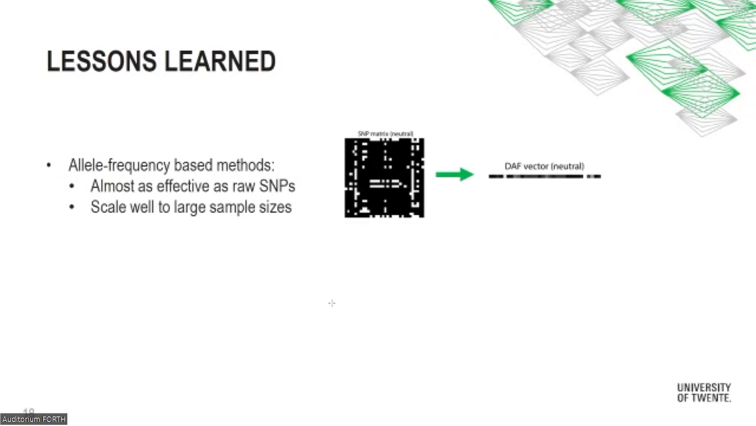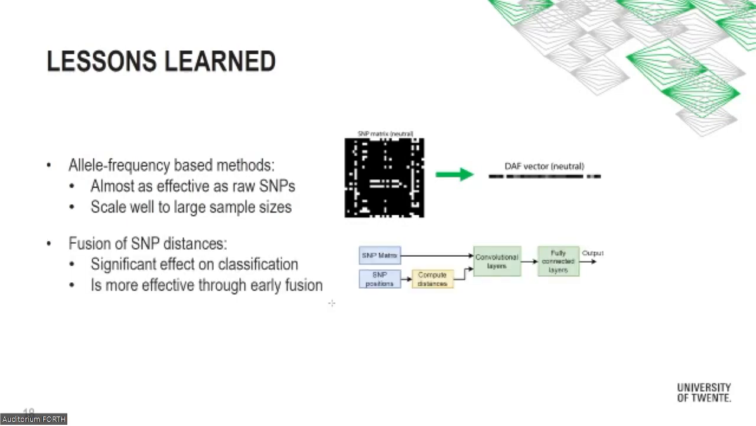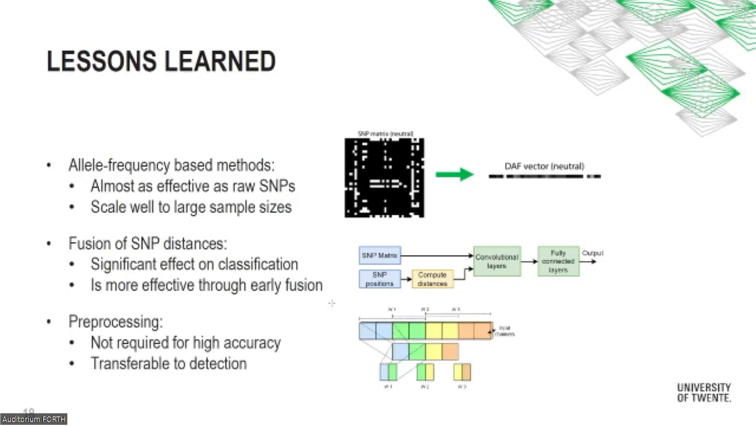So the lessons learned from this: using an allele frequency-based method is almost as effective as using a raw SNP-based method, and it scales much better with the sample size. When fusing SNP distances, it's much more effective to use early fusion than to use late fusion. And we find that we do not need to use any pre-processing to attain this, making the method transferable to efficient detection.